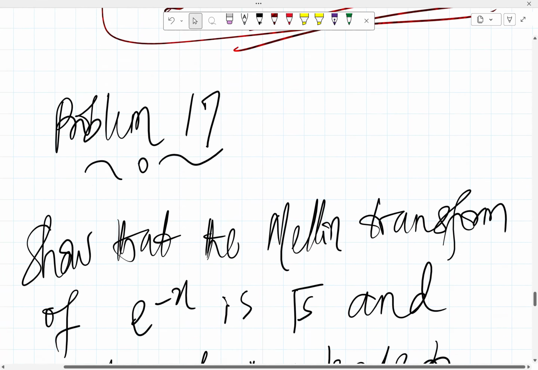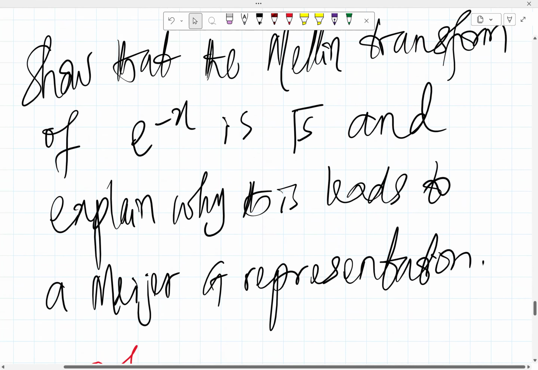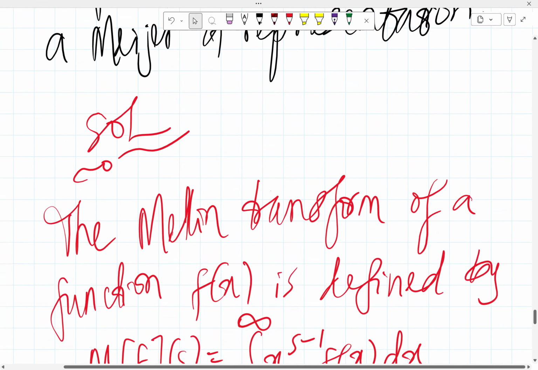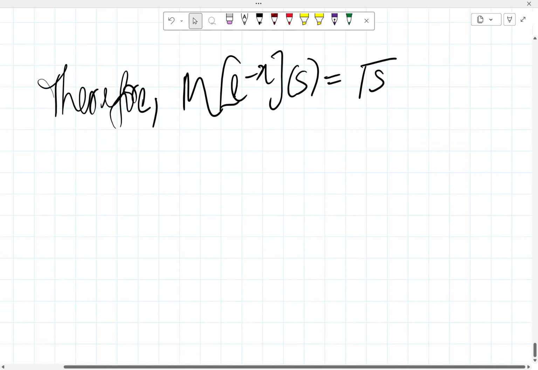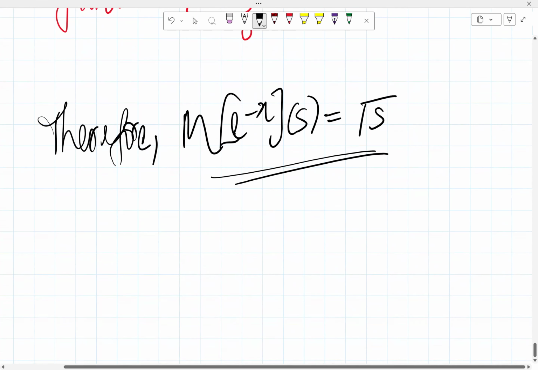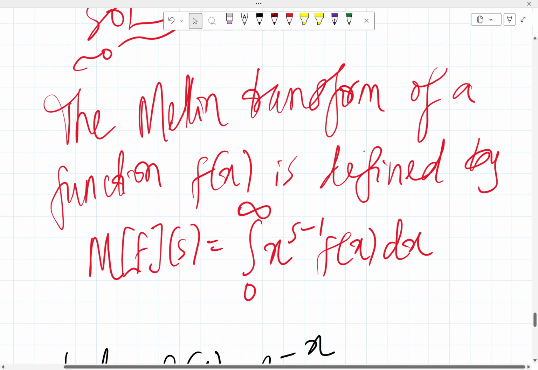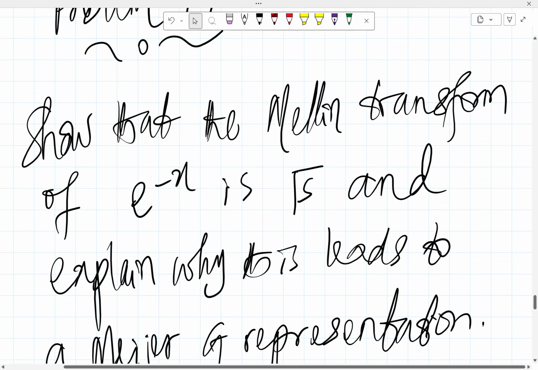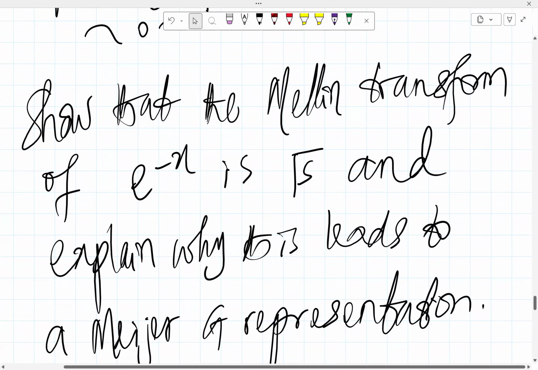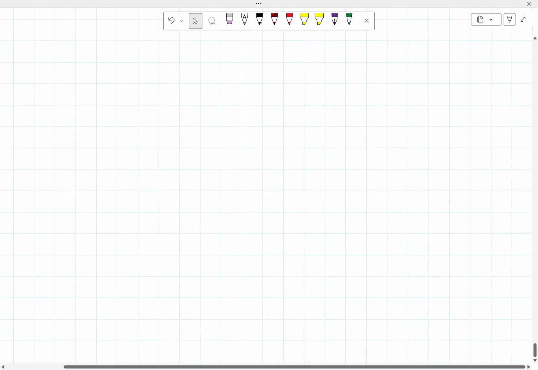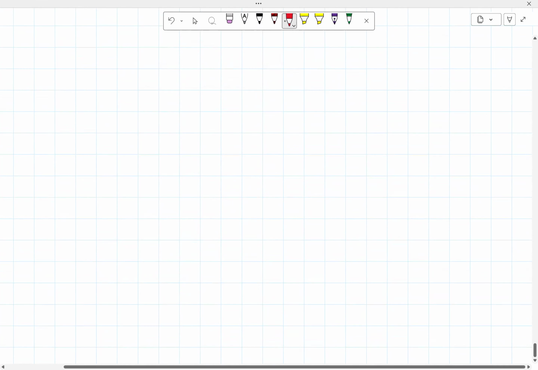Okay, do we have some extra thing to prove? Then we need to explain why this leads to a Meijer G representation. Yeah, we still have that part. But we have established that first part, that the Mellin transform of e raised to minus x is gamma s. So that is easy to come by. Then next, we talk about the connection.